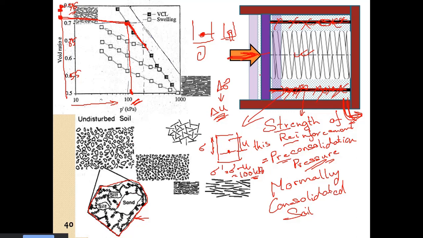So what happens is that as soon as we reach the pre-consolidation pressure, just like here we have the fracture or breakage of this reinforcement, similarly we have the structure reorienting itself. It will now reorient itself to a denser state. So this is the consolidation happening.